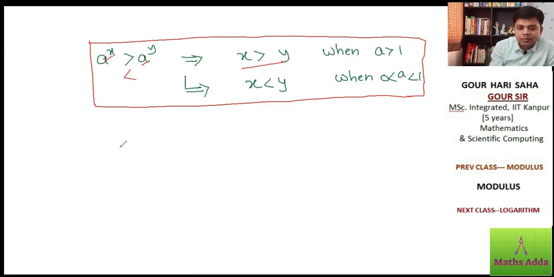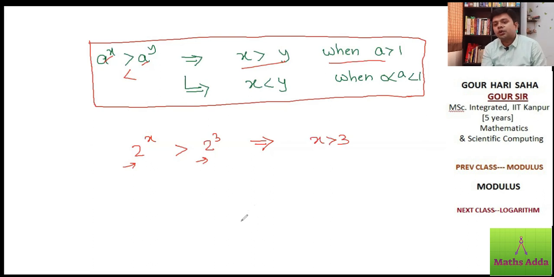So let me take one example. This is like 2 to the power x is greater than 2 to the power 3. I can write using this one. Why this one? Because I see base is 2, that is more than 1. I can write x is greater than 3. That's how we will be solving exponential inequality.